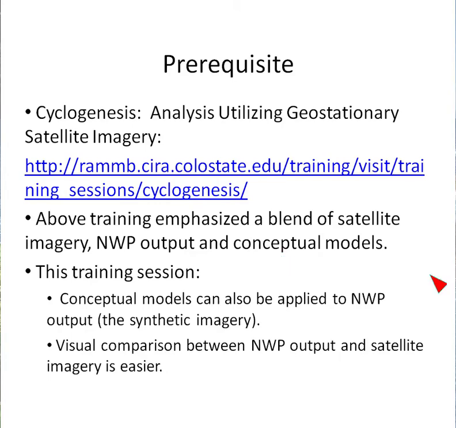Again, this training session will build on conceptual models that we learned from this particular training session, only instead of looking at NWP output in terms of, say, geopotential heights or other fields that we're used to looking at there, we're looking at the synthetic imagery. And the reason is the visual comparison between the NWP output and the satellite imagery is that much easier when you're comparing the synthetic imagery with the GOES imagery.